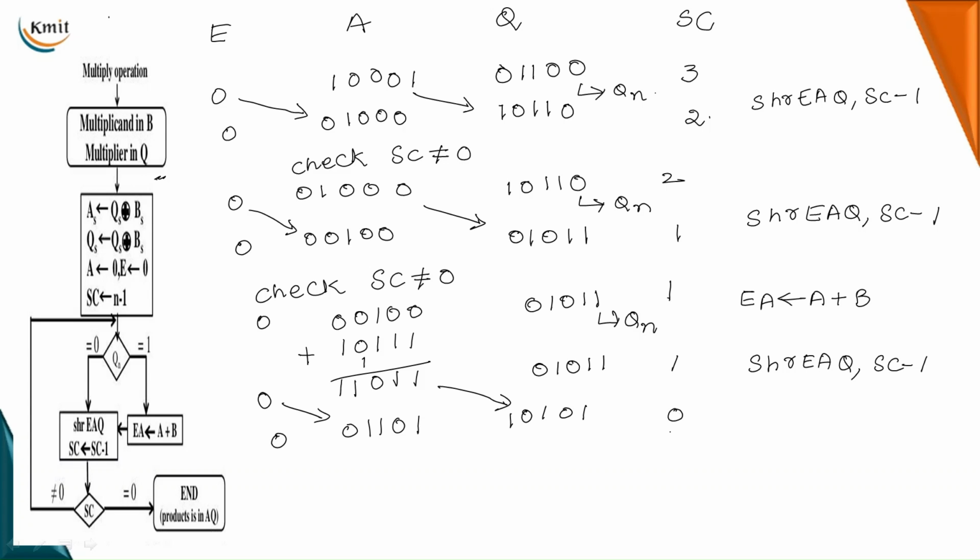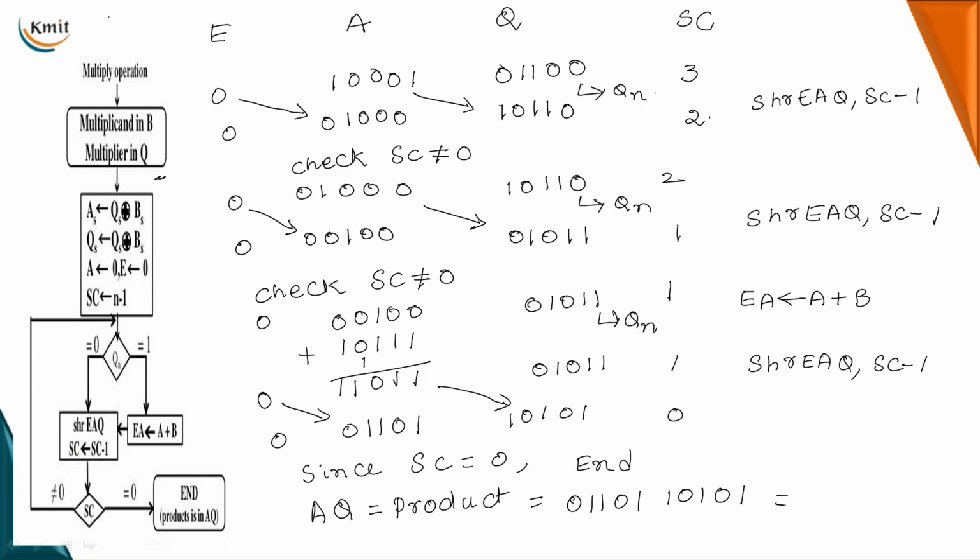Now since the sequence counter is 0, since SC is 0, we come to end. We will have to stop the process. And whatever is in A register and Q register, that is your product. So what is your product? So what is the content of A register now? 01101, and what is the content of Q? 10101. So this is nothing but, if you convert this, you can check it with the previous example we have done.